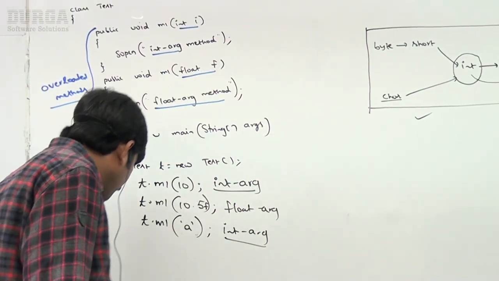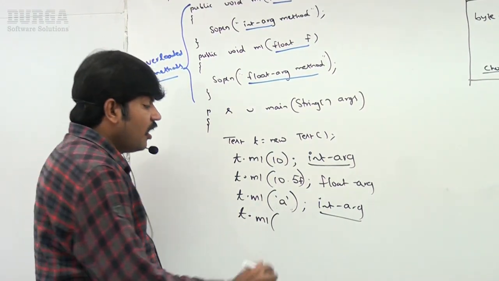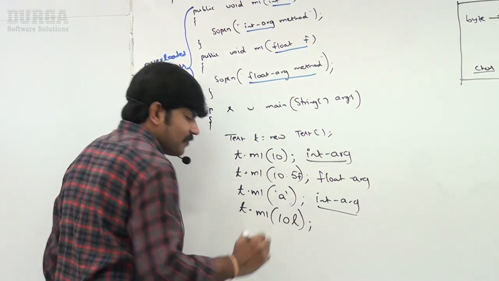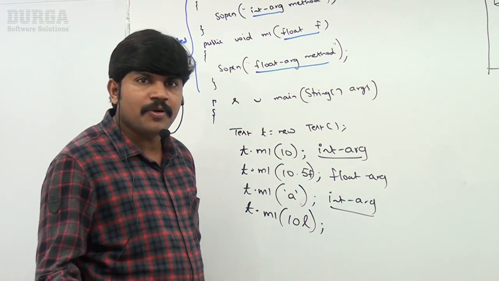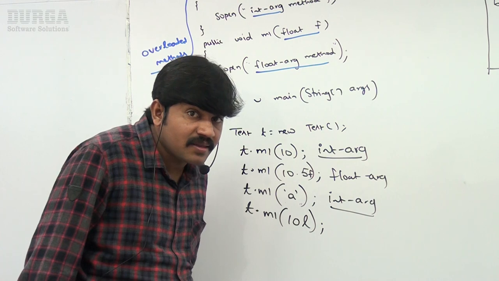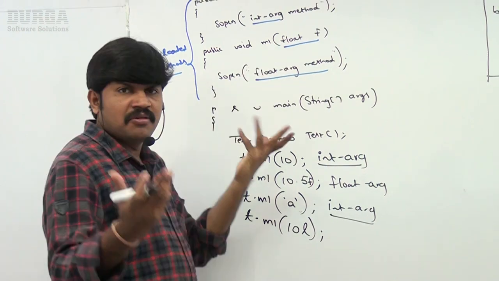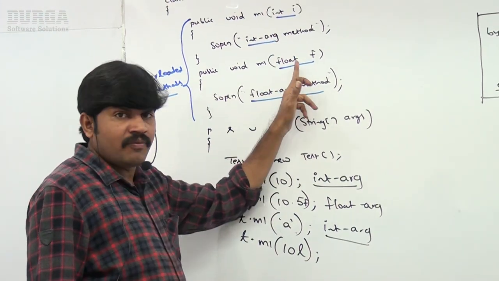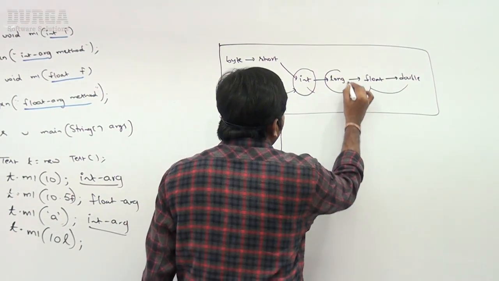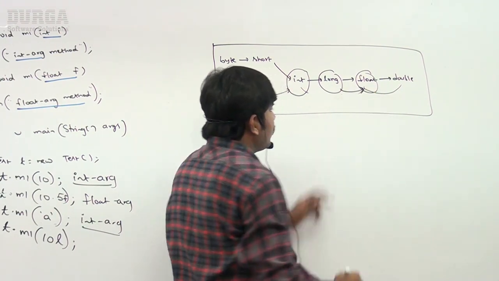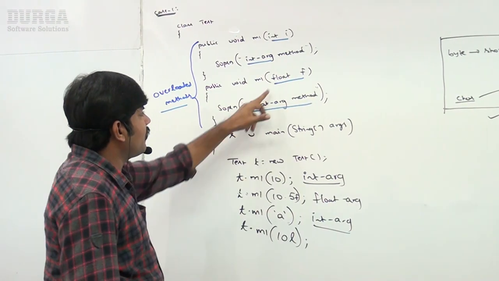Clear? Now, my next target: t dot m1 of 10L I'm taking. What is 10L? 10L is nothing but long type. Is there any method which can take a long argument? No. We have only two methods: one is int, the second one is float. That's why, according to our chart, long can be promoted to float. After promoting, do you have any method with the float argument or not?